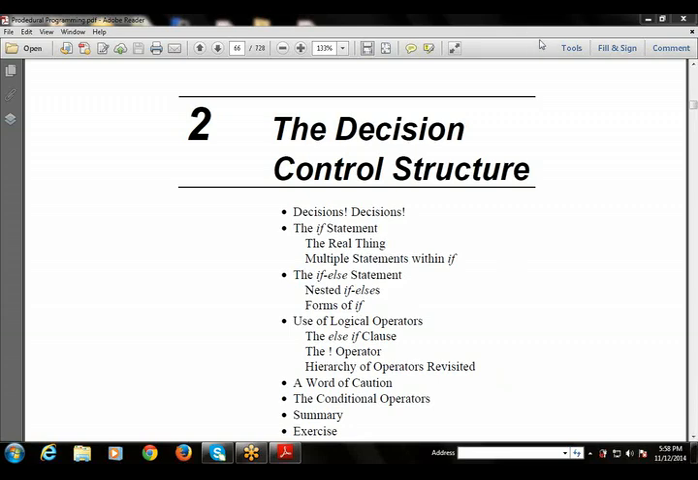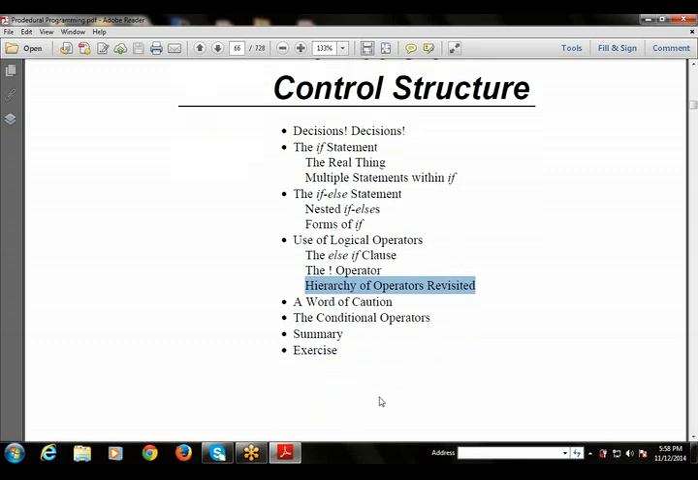The next chapter contains the decision control structure. Now let's start with the second chapter. What decision control structures are available? What is a decision? This chapter covers what a decision is, the if statement, how multiple statements are used within the if, how to use if else, how to use nested if else, that is multiple if else within an if else. Then forms of if, use of logical operators, the else if condition, the AND operator, the NOT operator, hierarchy of operators, word of caution, and the conditional operators.